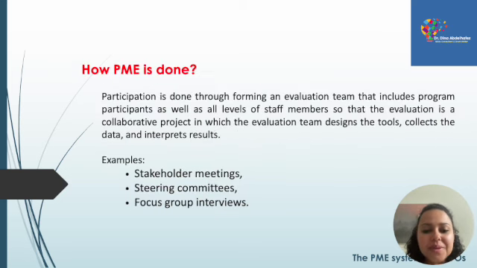So, how is PME done? Participation is done through forming an evaluation team. This team will include program participants, which are our beneficiaries, and all levels of staff members that are involved in the program or project that we are working on. Then we can design together the tools for evaluation, collecting data, and interpreting this data. This can be done through stakeholder meetings, a steering committee, and focus group interviews.